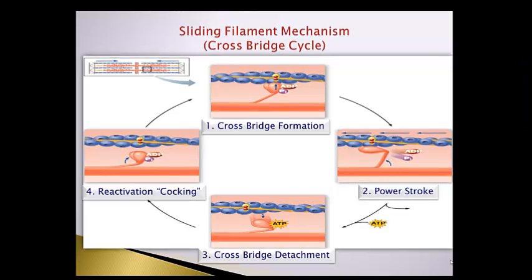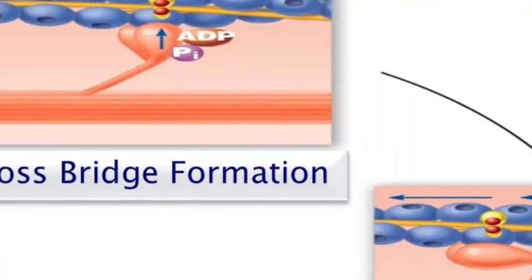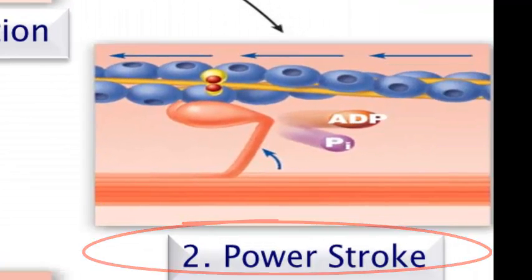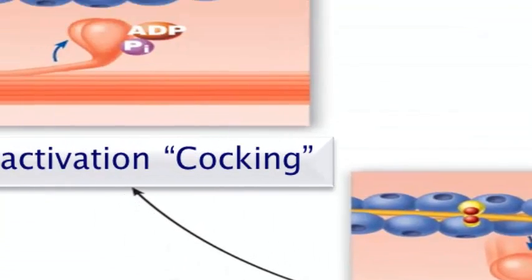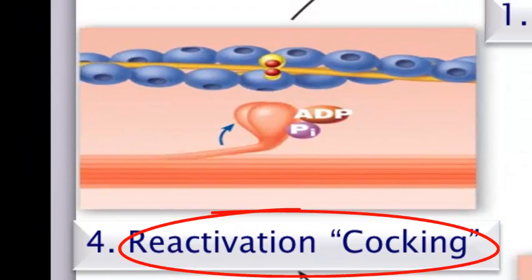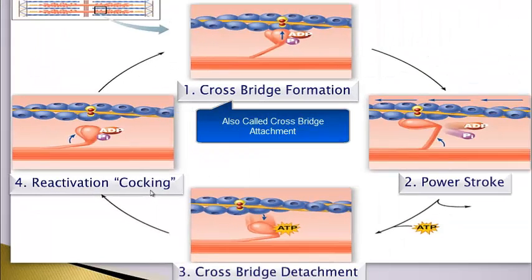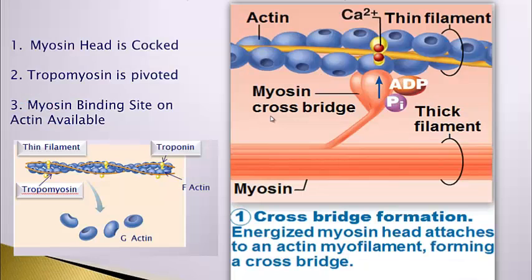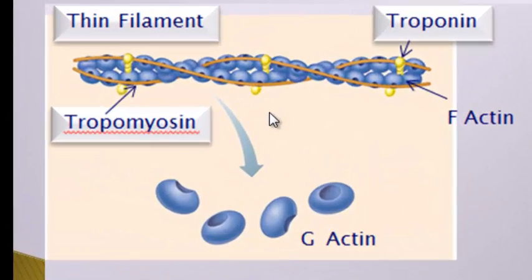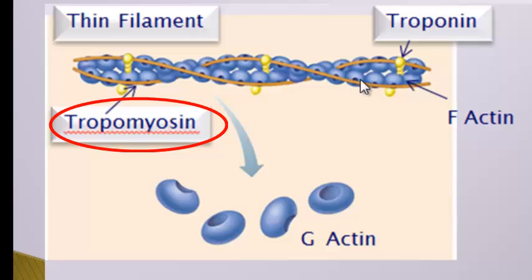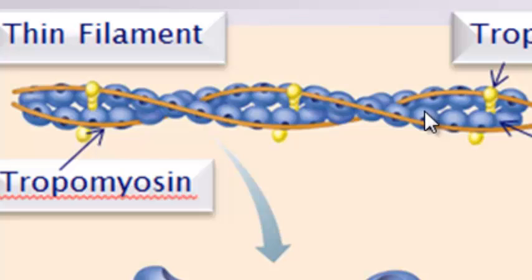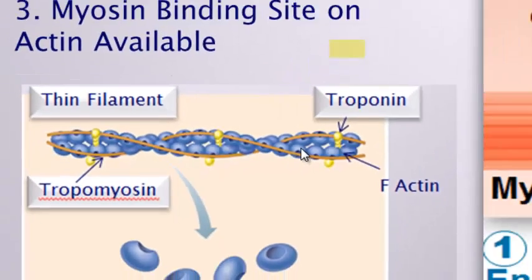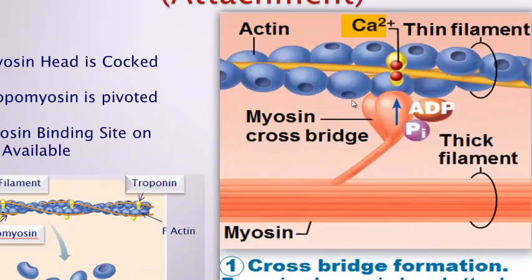But let's look at these steps again. These steps include cross-bridge attachment, power stroke, followed by cross-bridge detachment, followed by reactivation or cocking of the head group, and then we would start all over with the cross-bridge attachment. Remember what triggers the cross-bridge attachment. Because also remember here, down here is a picture that we saw previously. Notice at rest that the tropomyosin is blocking those binding sites on the actin molecule for the myosin head group.